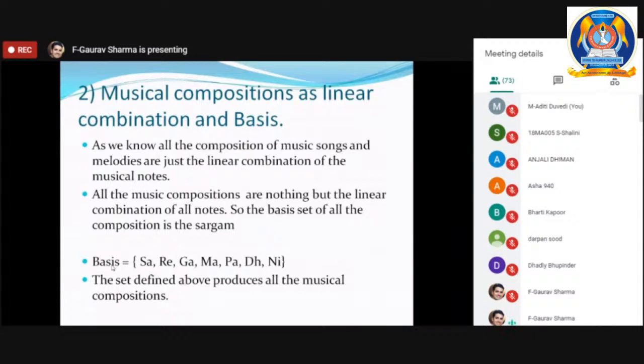you can imagine, because all the students and even all people listen to songs, and you already know about the sargam, sa re ga ma pa, which we use so many times. So all these songs are just linear combinations of these musical notes, sa re ga ma pa. We can take sa re ga ma pa dha ni as a basis set. The set defined above produces all the musical compositions. It depends only on these independent vectors, sa re ga ma pa dha ni, right? So sa is repeated again.